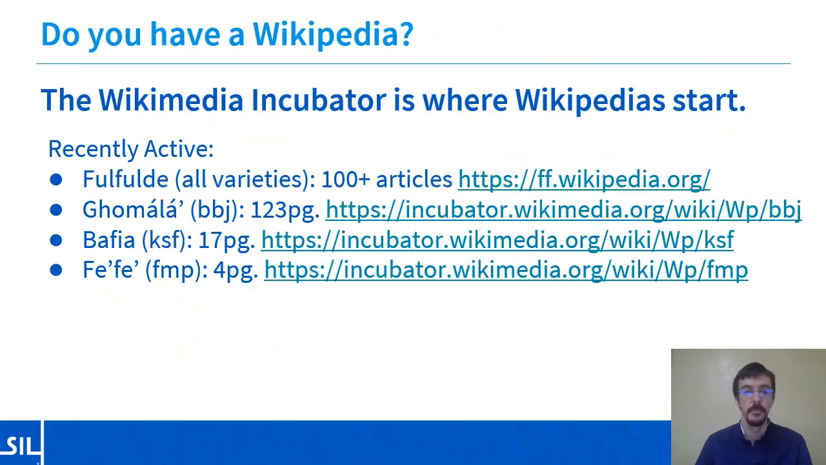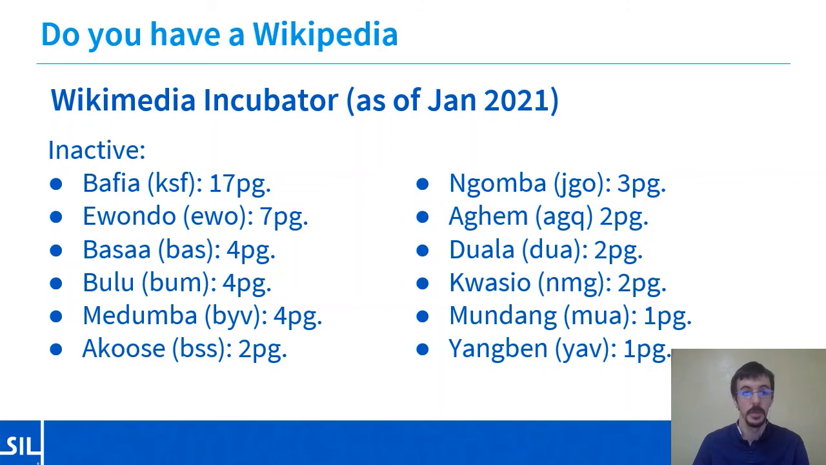So does your language have a Wikipedia? The Wikimedia Incubator is where Wikipedias start. Fufulde, although that is all varieties of Fufulde which extend beyond Cameroon, have more than 100 articles. Gomala has 123 pages, Bafia has 17 pages, and Fefe has 4 pages. Here is a list of the languages of Cameroon that have started their own Wikipedia, as well as how many pages they have currently added.